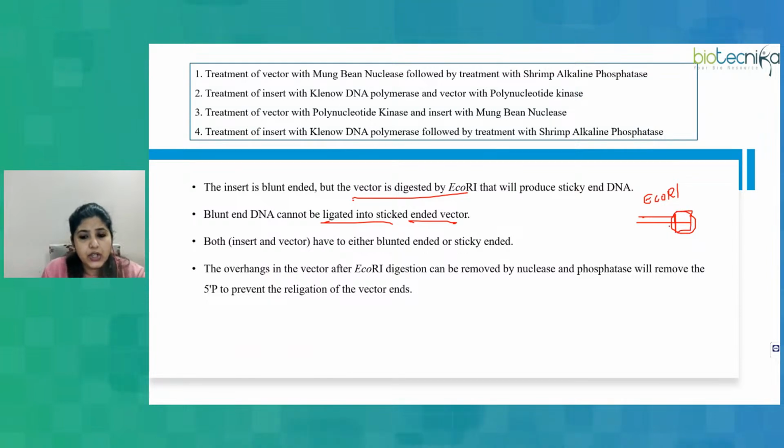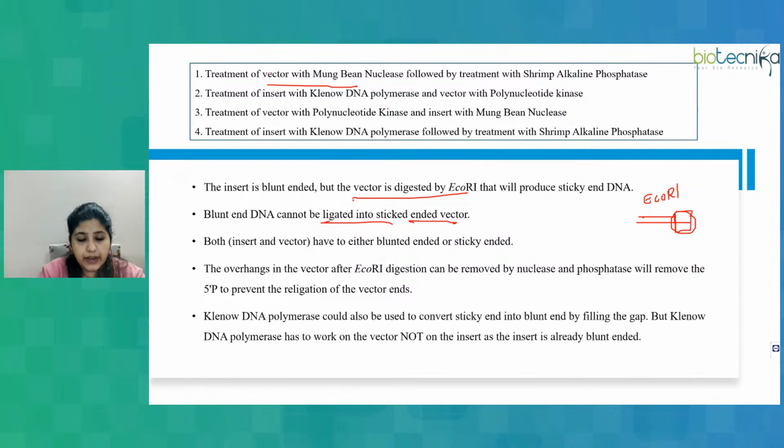It will be easy. So which enzyme can we use? Mung bean nuclease we can use, right? Vector with mung bean nuclease is given in option 1. So yes, it sounds correct, right? And in option 2, it says insert with DNA polymerase. Now the insert is already blunt ended. What will you convert? A sticky end is converted to a blunt end. DNA polymerase can convert a sticky end into a blunt end, but it is already blunt ended. So 2 cannot be the answer.